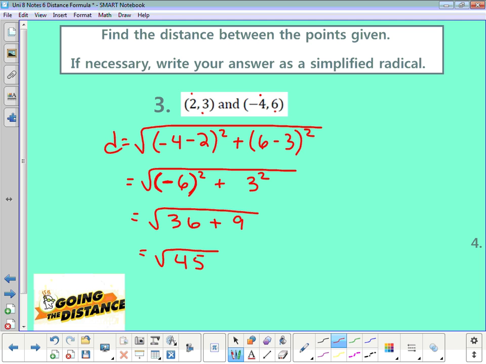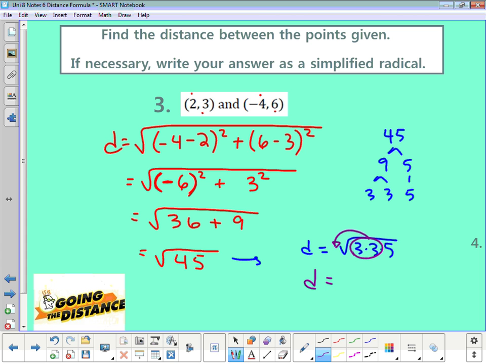So this is where we have to go back to simplifying radicals, which we've been doing all unit long. I'm going to take the 45 and break it down as much as I can. That would be 9 and 5. That's 3 and 3, and this 5 just comes down. So this is the same thing as the square root of 3 times 3 times 5. And we all know that we can take this pair of 3's out front. I get distance equals 3 square root 5.